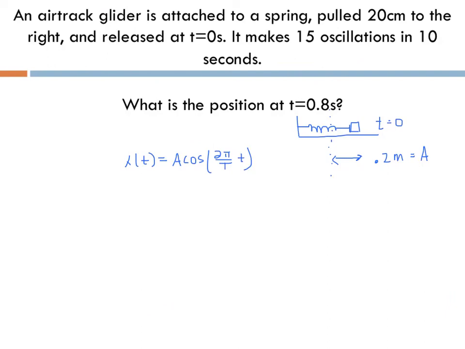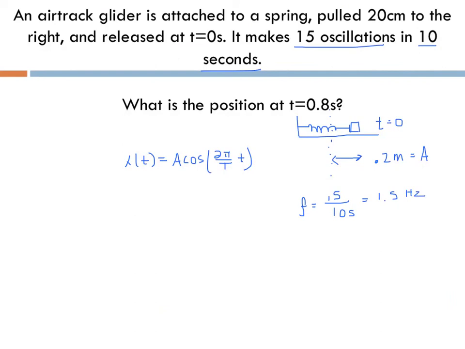Now, it says 15 oscillations in 10 seconds. What that information gives me is frequency. So frequency is 15 oscillations or complete cycles in 10 seconds. Again, another way you can double check is that seconds go down at the bottom and oscillations have no unit. So you have 1/seconds or hertz. So I get 1.5 hertz as my frequency.